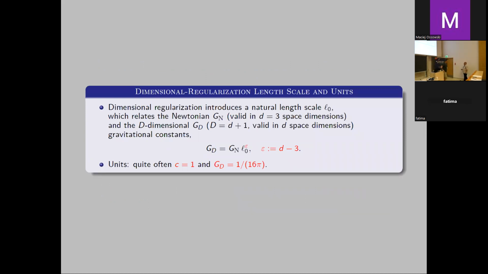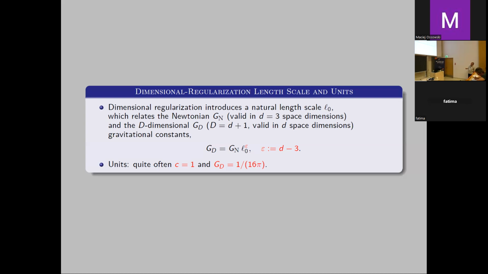Okay. So now I will present in more detail the formalism. Let me start from some technical result, but it is quite important for a careful audience. Namely, in dimensional regularization, we have a natural length scale denoted here by L0. And this scale relates the Newtonian constant and the gravitational constant in d-dimensional space-time. Yes, epsilon is just the difference between the dimensionally continued dimension d and 3.